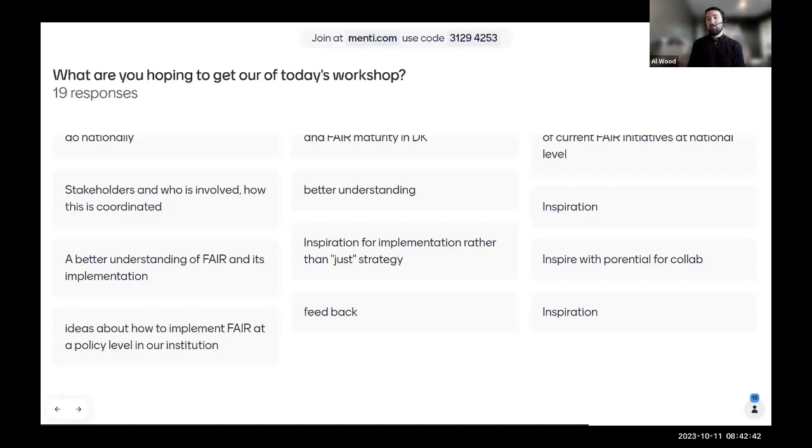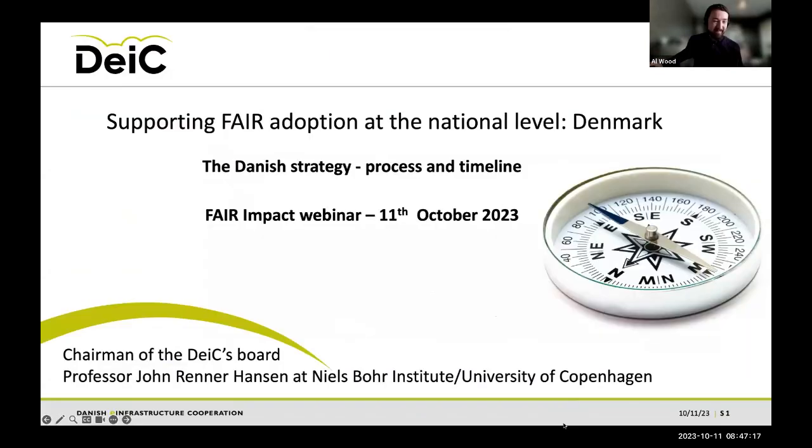But Mentimeter will be left open on this page, and do feel free to comment as we go through the presentations. But at this point, I'll stop sharing my slides, and I'd like to welcome Professor John Renner, who will be talking to us firstly about the Danish strategy. John, welcome. Okay, are you ready? And you can hear me?